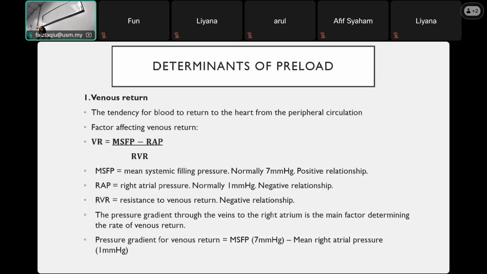So the pressure gradient through the veins to the right atrium is the main factor that determines the rate of the venous return. The pressure gradient for venous return is the driving pressure for the blood to flow back into the right atrium: the MSFP, 7 mmHg, minus the mean right atrial pressure, 1 mmHg. Okay, this concept is important lah. Right.